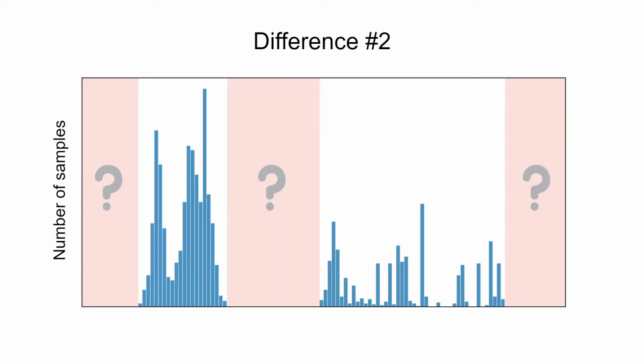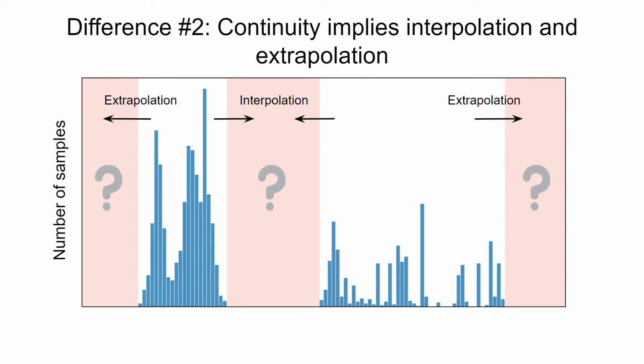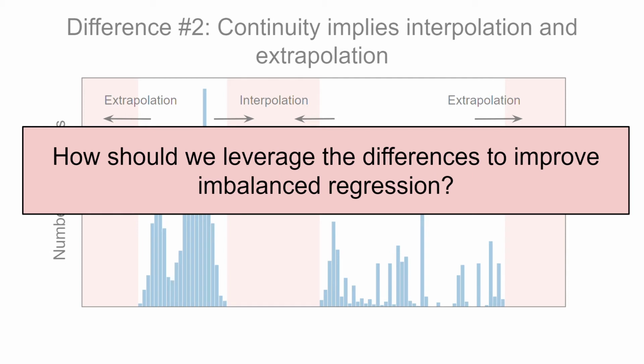In addition, different from classification problems, in imbalanced regression, certain target values may have no data at all. This challenge also motivates the need for target extrapolation and interpolation for those regions without any data. This confirms another difference: because of the continuity of the targets, it implies the potential for target extrapolation and interpolation. So given these differences, how should we perform imbalanced regression?